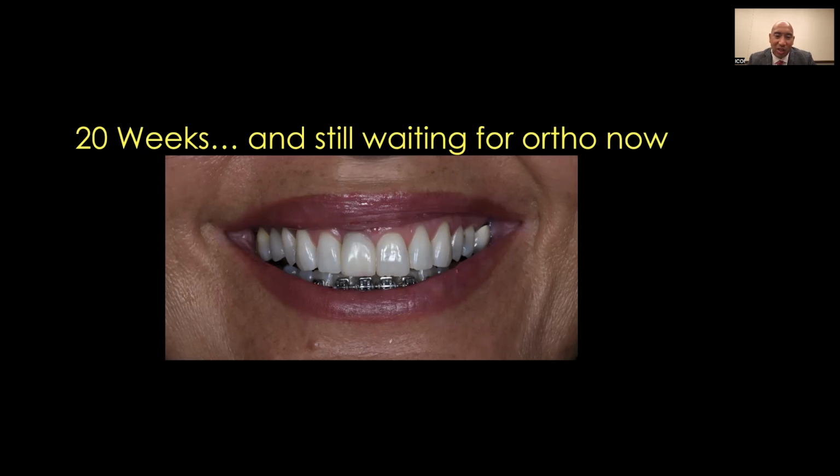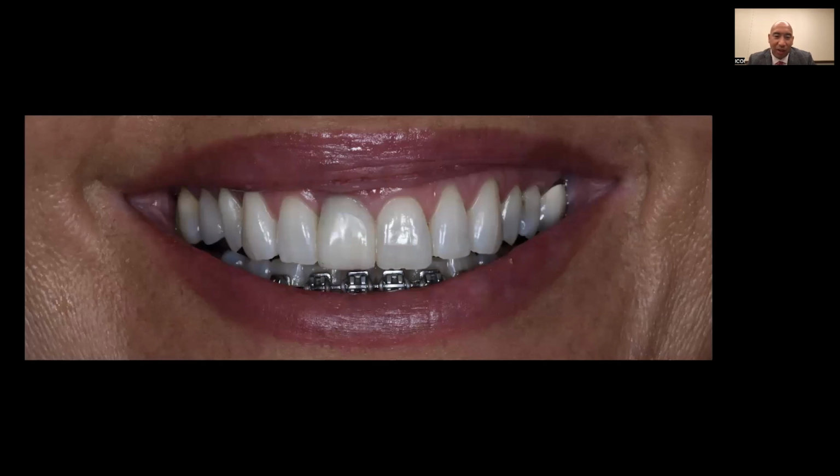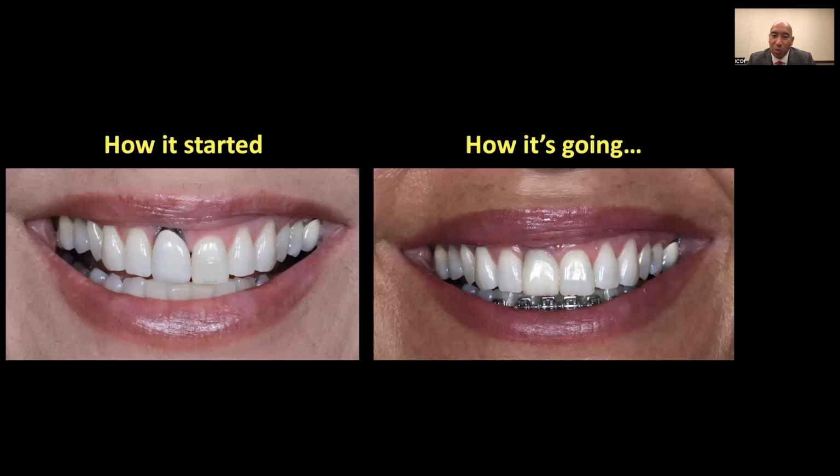But once everything's done, she'll get a final impression and final restoration, as you can see here. So not too shabby, considering this is where we started, and this is how it's going. So to be continued. Let's see how this pans out. I'll give you guys an update in future talks.